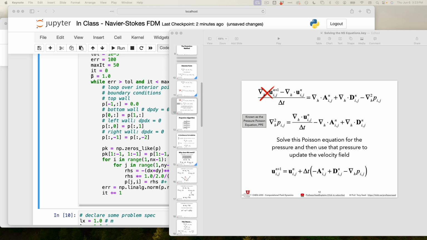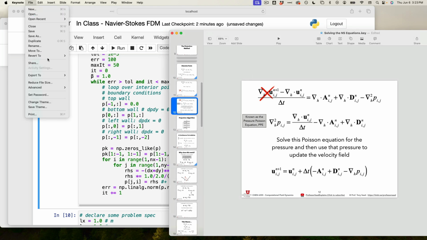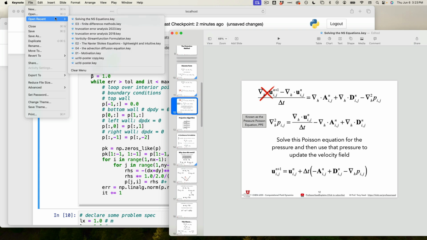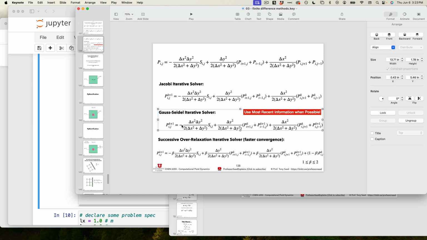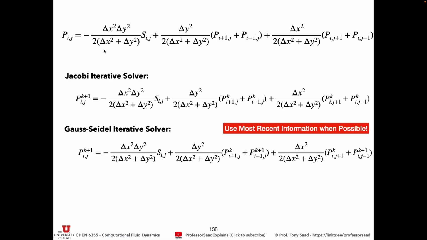OK, so let's see. Keynote. Let me show you the error that I made last time. It's a very, very minor error. It had to do with this formula. There should have been a negative sign in front of the source term, here, minus whatever this is times Sij. That's the only typo.